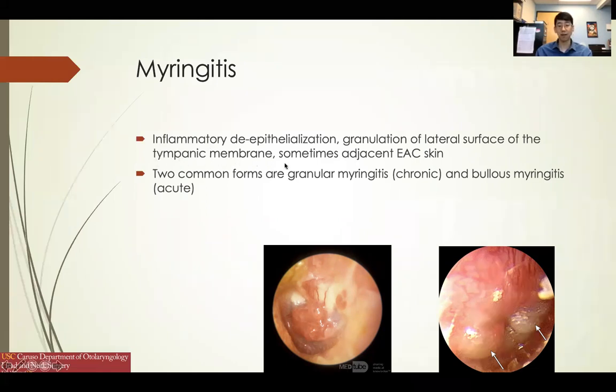Myringitis is relatively rare, and it is an inflammatory disease of the lateral surface of the tympanic membrane, and sometimes the medial ear canal skin that's adjacent to that. It's characterized by de-epithelialization as well as granulation. And the most common forms we see are granular myringitis, which is a chronic form, and then also bullous myringitis, which is an acute form.